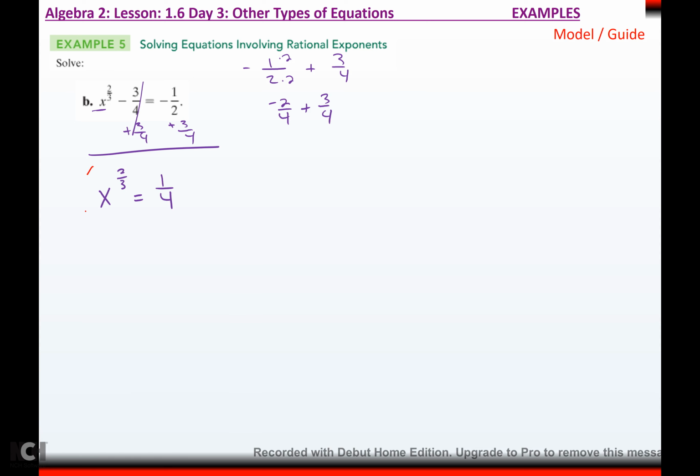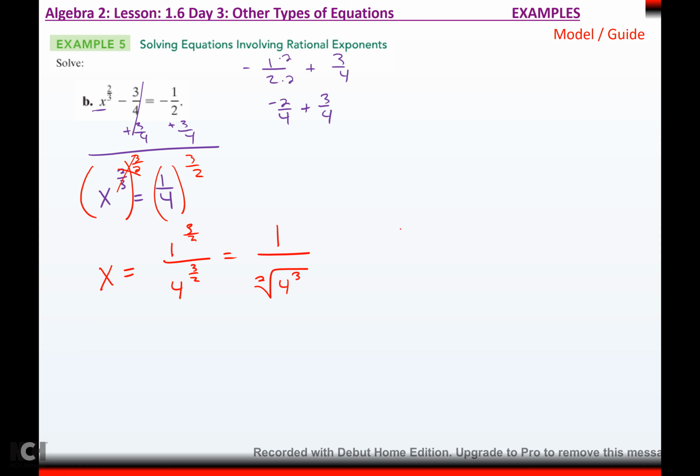Now I'm going to raise it to the reciprocal, 3/2. Okay, this is going to cancel, which gives me x alone. This is going to be 1 to the 3/2 over 4 to the 3/2. 1 to anything is 1. On bottom, this is going to be the square root of 4 cubed.